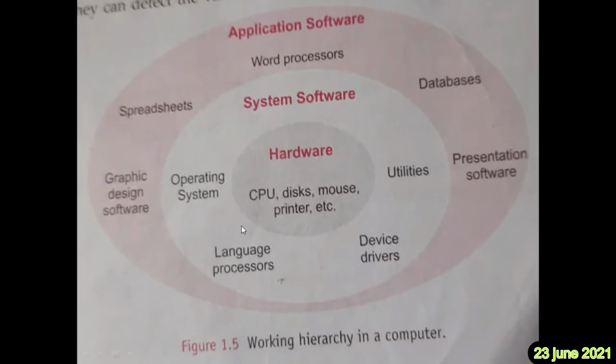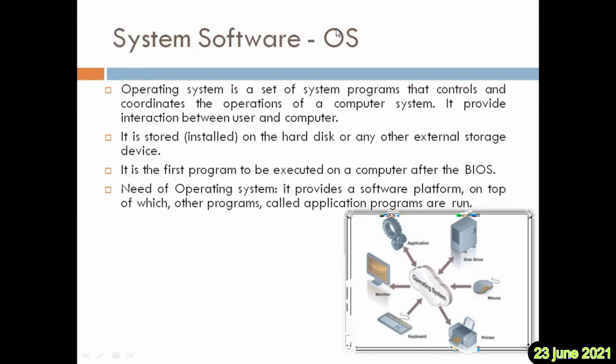In the figure you can see here, this is your hardware. This will provide a platform on which your application softwares can be executed. If system software is not there, these application softwares cannot be executed on the hardware. So it is like 3 layers here. The innermost layer is hardware, just outside is system software, and the outermost is application software, right?